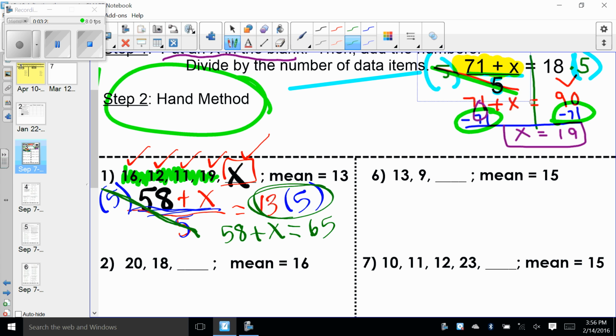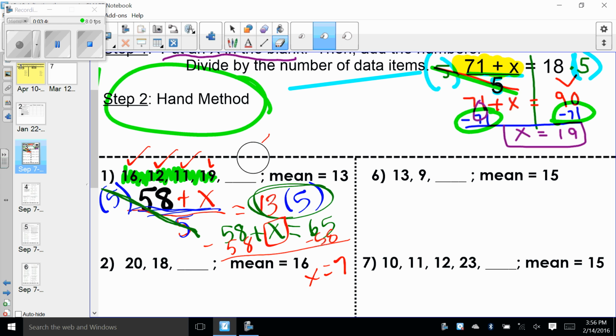Okay, we're looking for the value of X. So hand method kicks in. We take our hand, cover the variable X. We're solving 58 for X, so we're going to subtract 58. Copy, paste. And we end up with X equals 65 minus 58, which is equal to 7. So we just found our unknown value here. The value that's missing in this blank is a 7. A score of 7 is what we need to get that average of 13. This is called adjusting the mean.